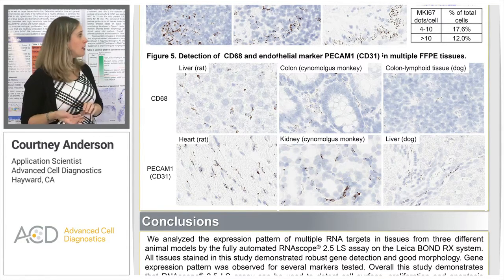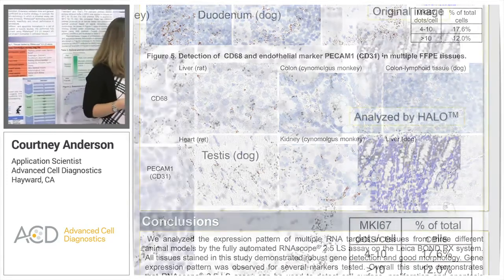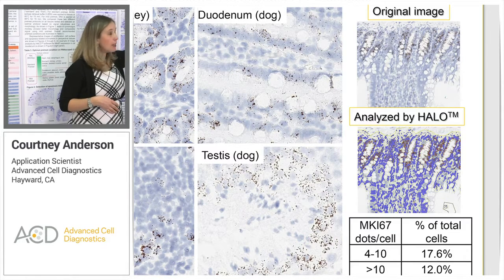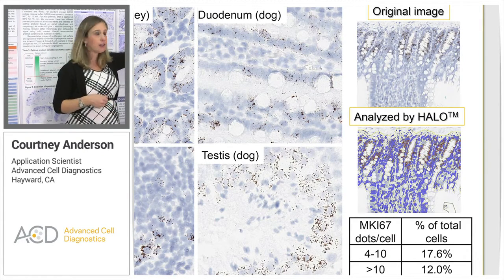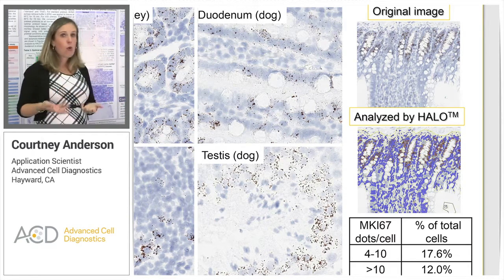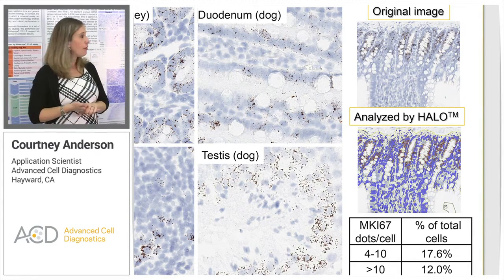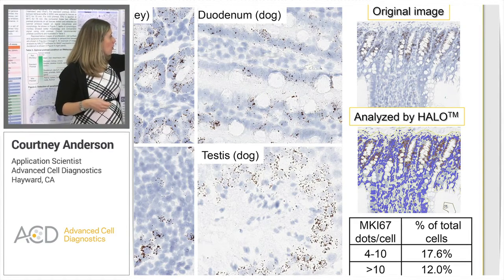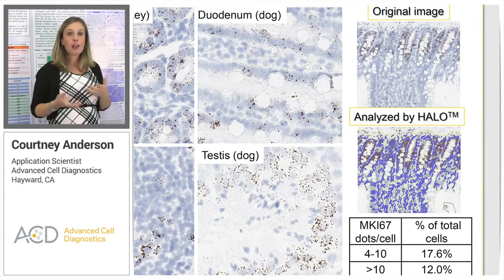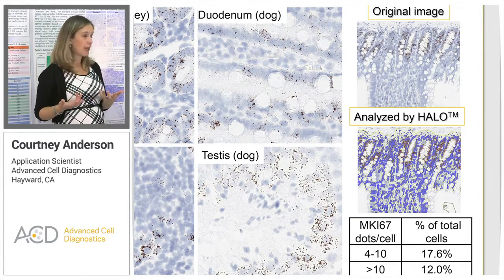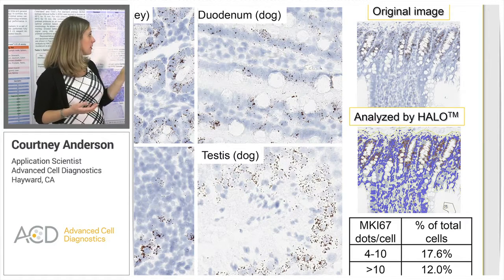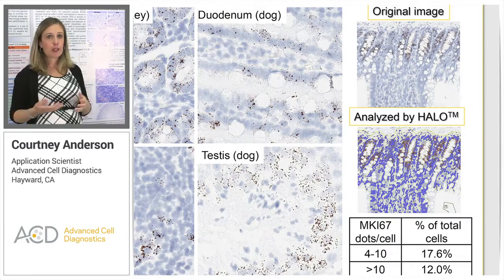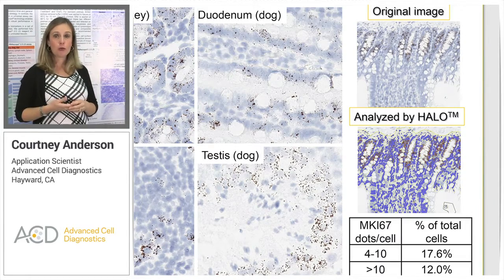So overall, these experiments demonstrate that we can get specific detection of several biomarkers in the various tissues from multiple species. And one last experiment that I'd like to point out is the quantifiability of our assay. So this is an original image here, and this is an image that's been analyzed by the HALO image analysis software system, where we can actually quantify the number of spots per cell in our tissues. This was an example using the Ki67 marker, where we can detect the percentage of total cells that have 4 to 10 spots per cell, and that equates to about 17.6% of the cells in this section. And then we also can detect cells that have greater than 10 dots per cell, which is about 12% of the total number of cells.